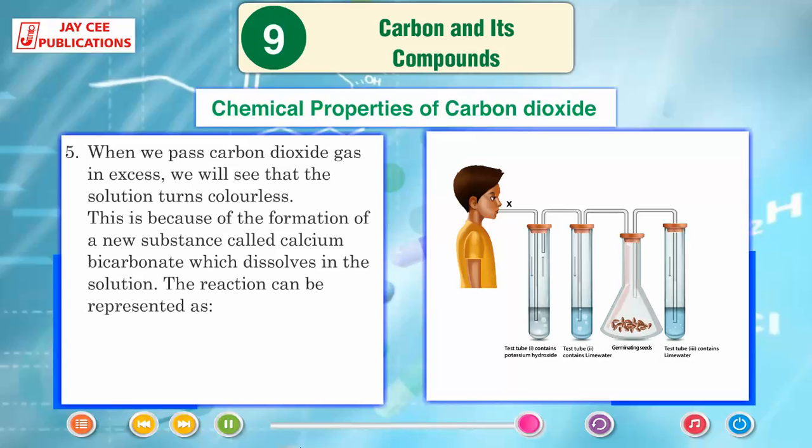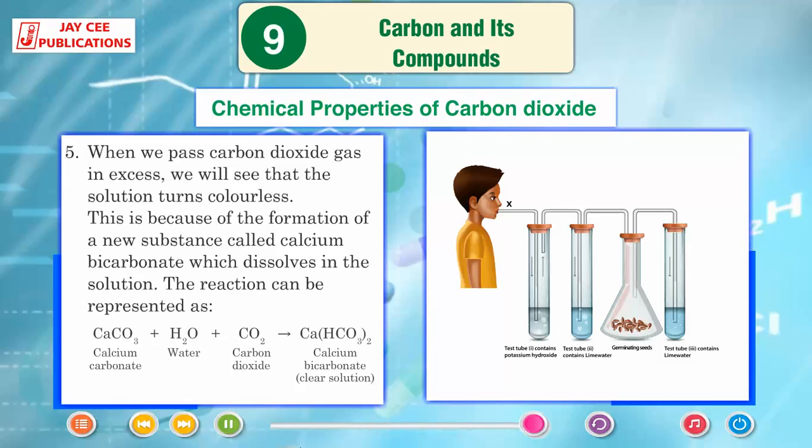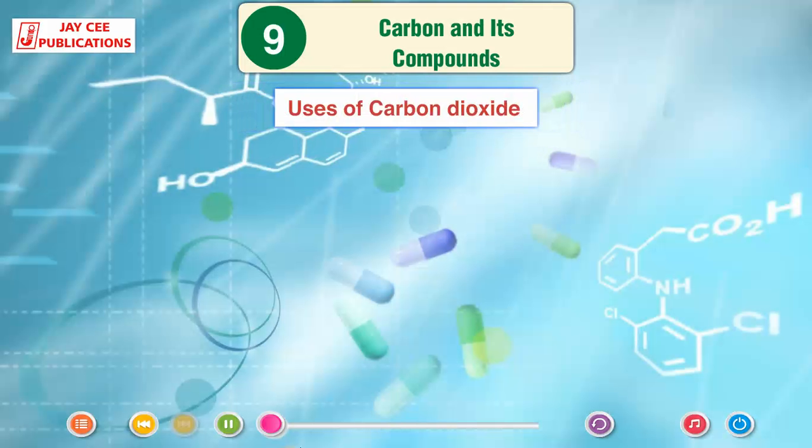This is because of the formation of a new substance called calcium bicarbonate, which dissolves in the solution. The reaction can be represented as CaCO3 (calcium carbonate) plus H2O (water) plus CO2 (carbon dioxide) gives Ca(HCO3)2 (calcium bicarbonate). Clear. Uses of carbon dioxide.